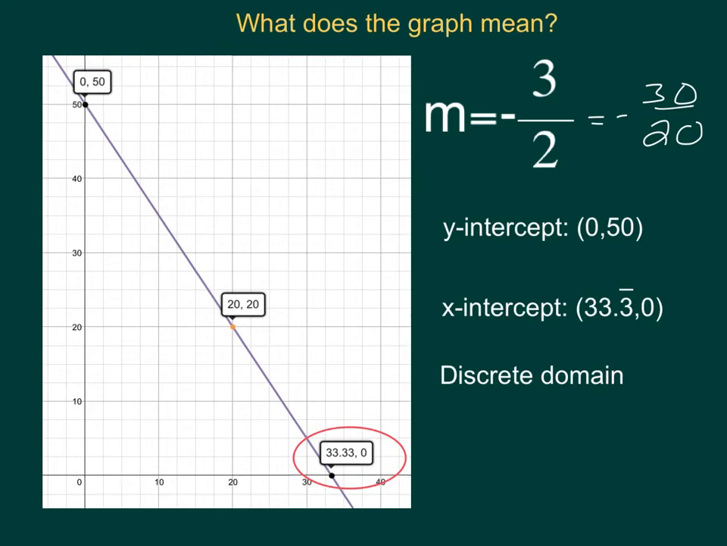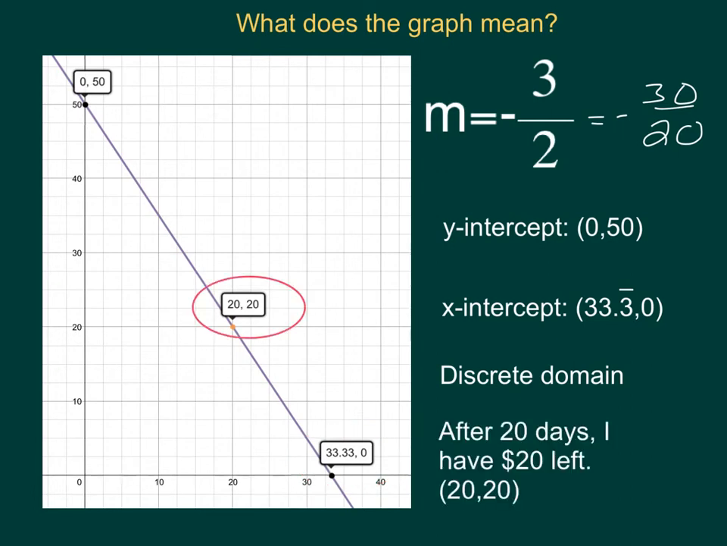Now, of all these dots, there's a lot of different things that I could look at. I could figure out my balance at any given day, including at the point that I've already highlighted, (20, 20). After 20 days, which is my x value, I'd have $20 left on my card. I would have spent $30 in 20 days. And so that's what the different parts of the graph mean.